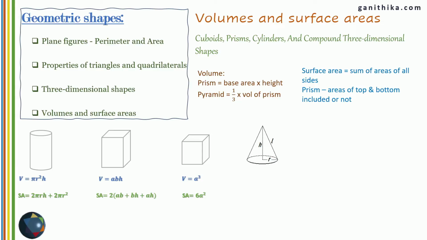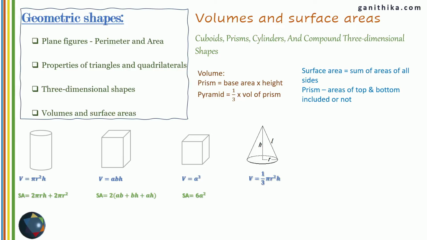I said the pyramid is 1/3 of the volume of the prism. Now I have a cone here. What is the corresponding prism for the cone? It's the cylinder, right? The cone is derived from the cylinder because both of them have a circular base, correct? So the volume of the cone should be 1/3 of the volume of the cylinder. So 1/3 of pi r squared h is the volume of the cone.